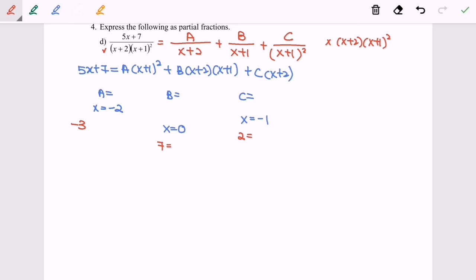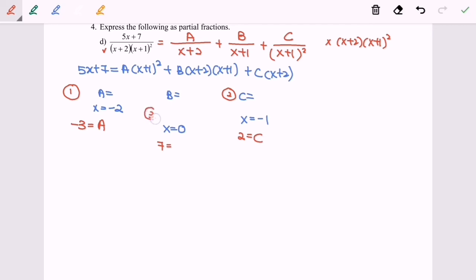Now let's move on to the right hand side. For the first part, I'm going to look for a. After I substitute the value negative 2, I have only the value a. A will be equal to negative 3. The second part will be looking for c. After I substitute the value negative 1, I will have my value c. So c will be equal to negative 2.